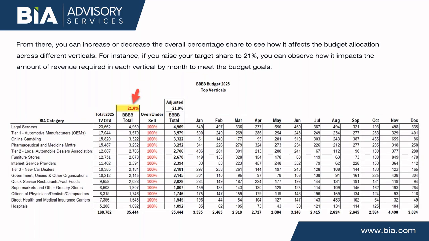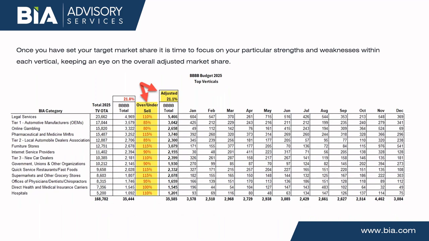In the next slide, you can then adjust this figure to a more aggressive or conservative market share to automatically recalculate the monthly sales figures you would need by vertical. In this example, we have increased B's share goal from 19.4% to 25%, which automatically adjusts the rest of the spreadsheet.